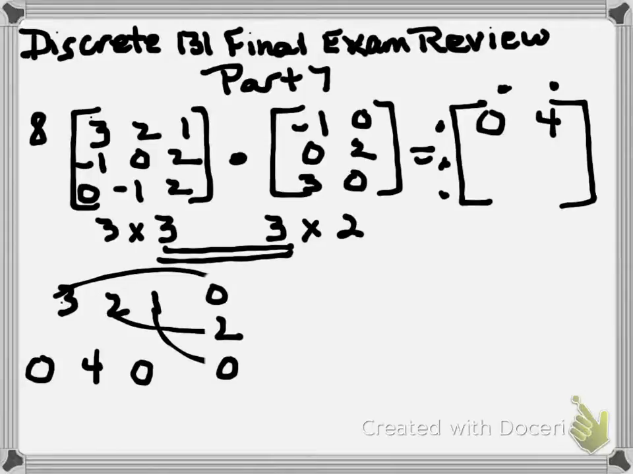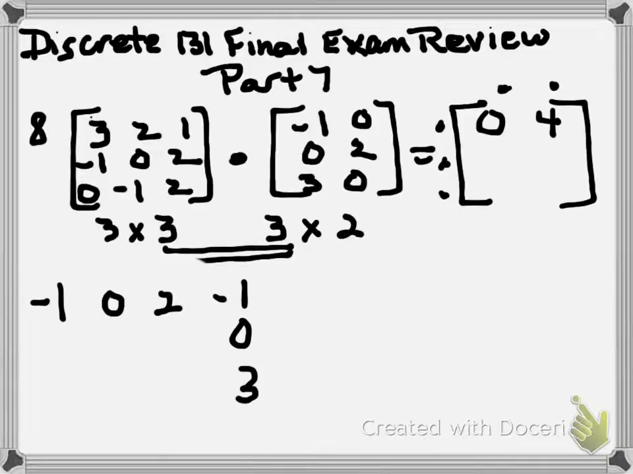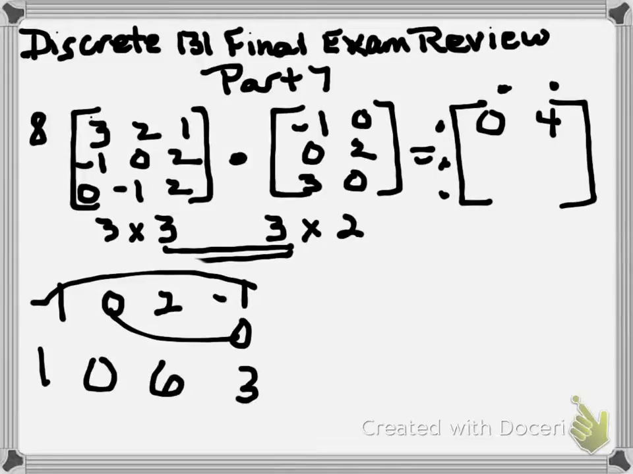Now I change to the second row in the first matrix. Negative 1, 0, 2. And I'm multiplying it by the first column in the second matrix. Negative 1 times negative 1 is 1. 0 times 0 is 0. 2 times 3 is 6. Adding, I get a result of 7.